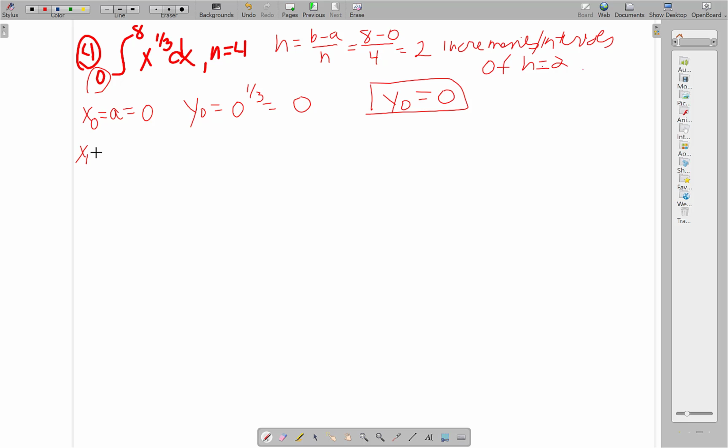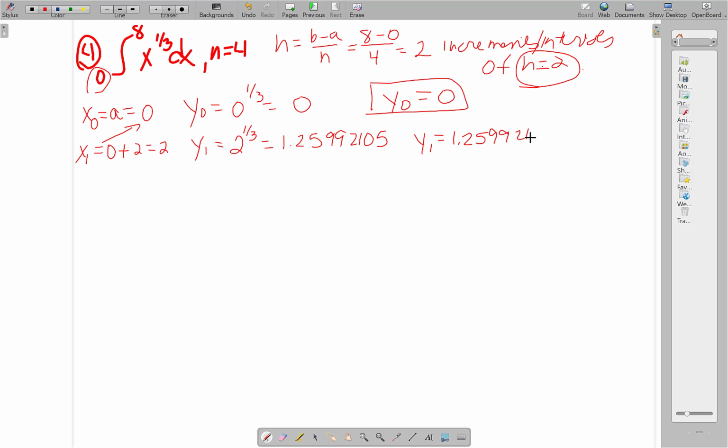Now, what would my x1 be? My next x that I'm going to evaluate is going to be what I had before, 0, plus my increment of 2, which equals 2. So now I find y sub 1, which is substitute the 2 into the equation, which would give me 2 to the 1/3 power. And using your calculator, you will get 1.25992105. So y sub 1 equals 1.25992105. That's our second value.